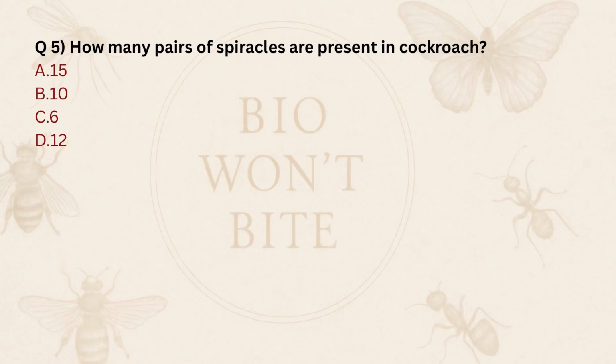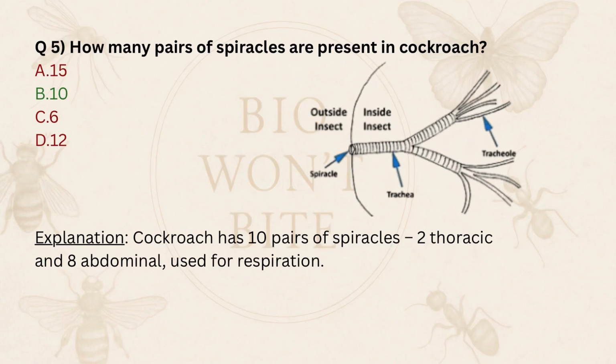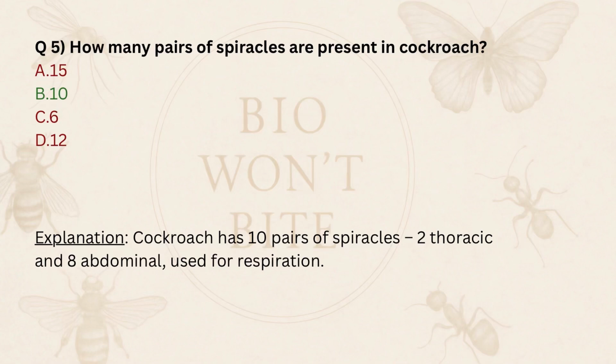Question number 5. How many pairs of spiracles are present in cockroach? The correct answer is option B, 10 pairs. A cockroach has 10 pairs of spiracles. Out of these, 2 pairs are in the thoracic region and 8 pairs are in the abdominal region. These spiracles help in respiration.